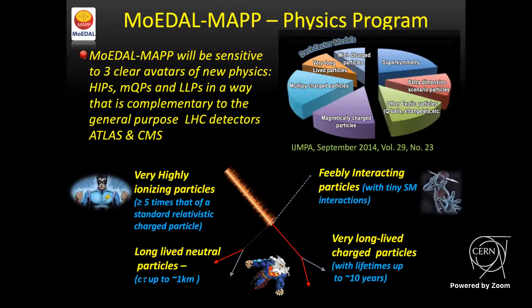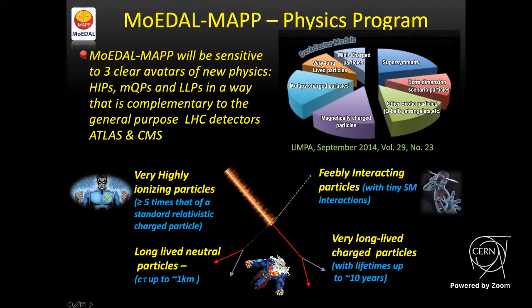And this is what the idea of these new dedicated detectors is, to look in areas where the large LHC detectors are not particularly efficient or have a challenge in seeing the final states. And these three areas are where we have very highly ionizing particles that can be absorbed before they can trigger the detector, feebly interacting particles that are not seen by the detector, with tiny standard model interactions, very long-lived charged particles where you can't see the decay because it decays too far outside of the detector, and of course long-lived neutral particles.